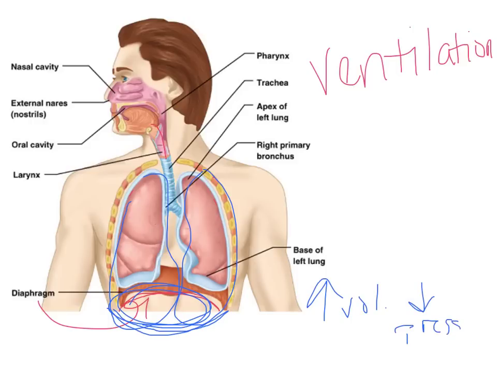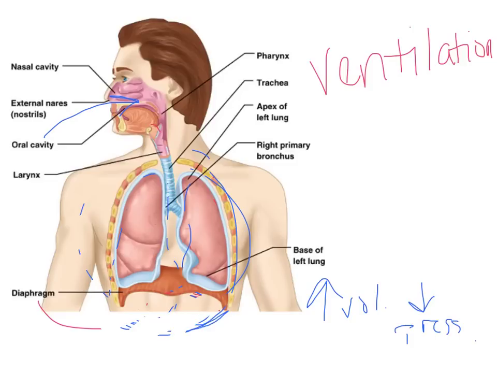So when I increase my volume inside of the thoracic cavity, I decrease the pressure. Now the pressure on the outside, in the outside atmosphere, is larger than the pressure on the inside, and so it forces air inside. And the opposite will be true for when we breathe out.